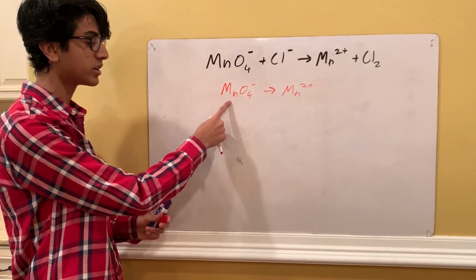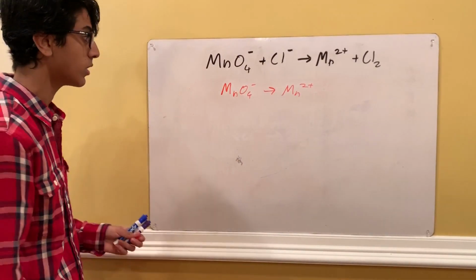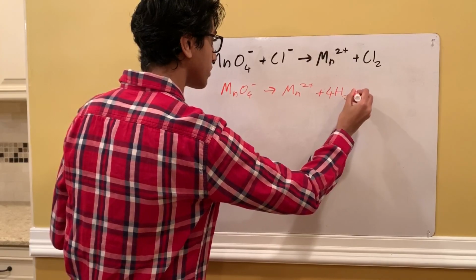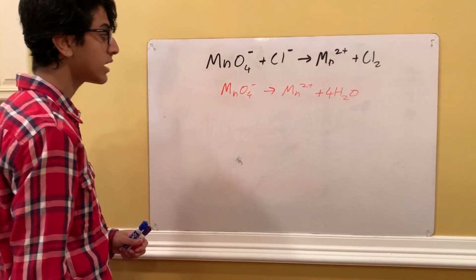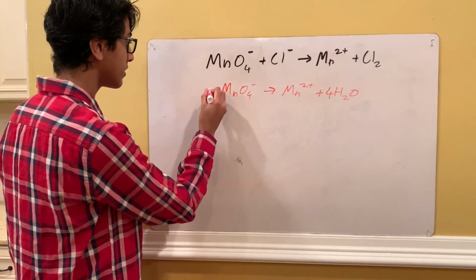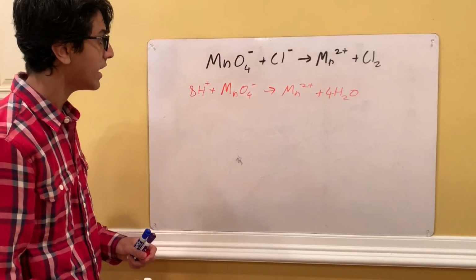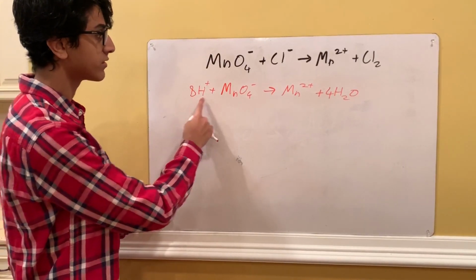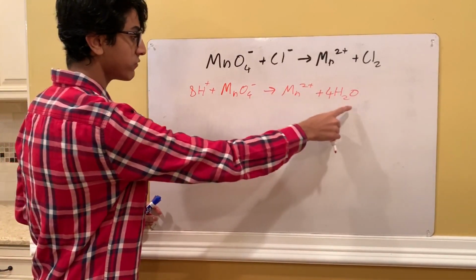There are 4 oxygens over here and no oxygens over here. The way we balance oxygens is by adding H2Os. So we'll have to add 4 H2Os. Okay, so now we have the oxygens balanced, but by doing that, we added 8 hydrogens to this side and no hydrogens to this side. So I have to add plus 8H plus, because it has a positive charge. And now all the elements are balanced out. So we have 8 hydrogens, 1 Mn, 1 Mn, 4 oxygens, and 4 oxygens.